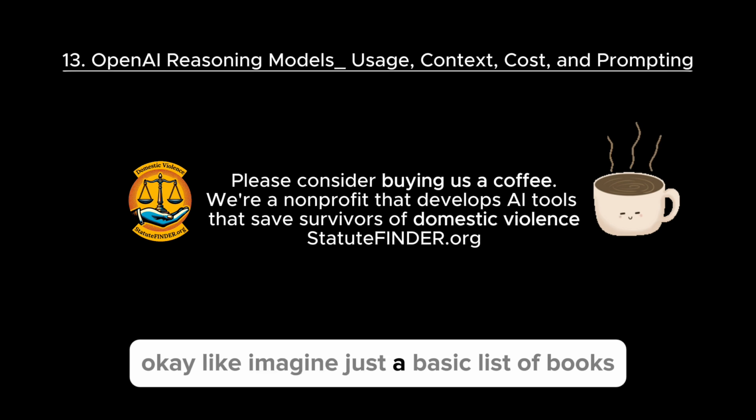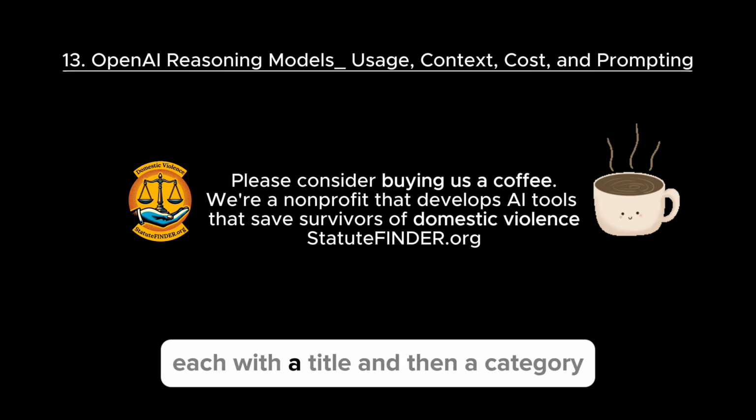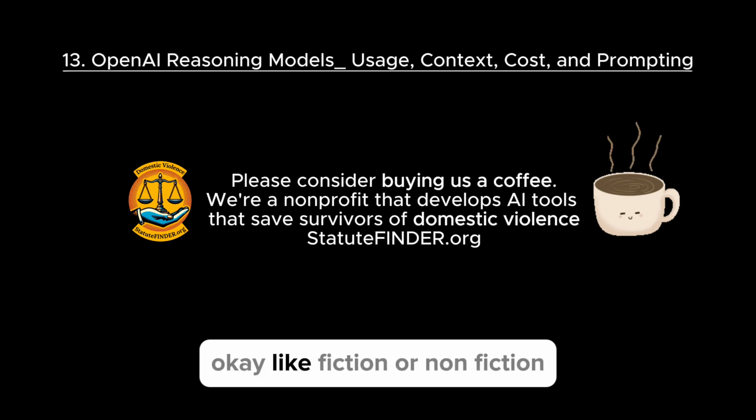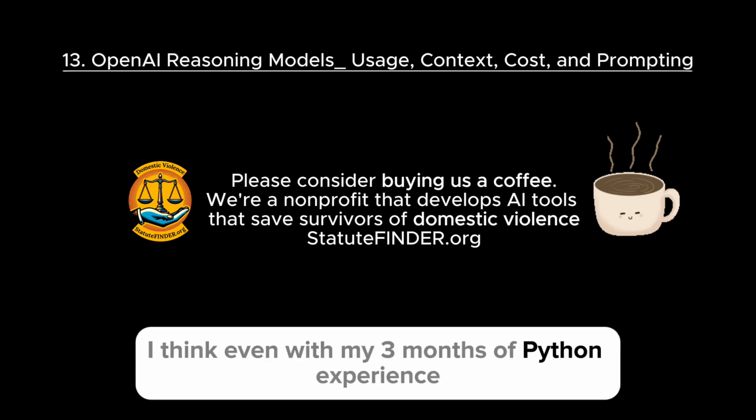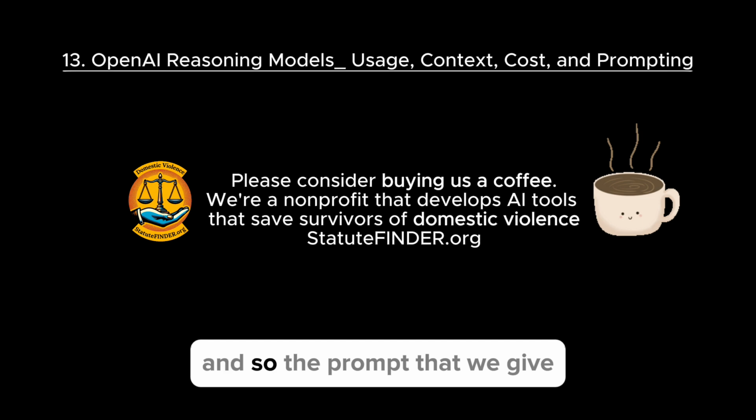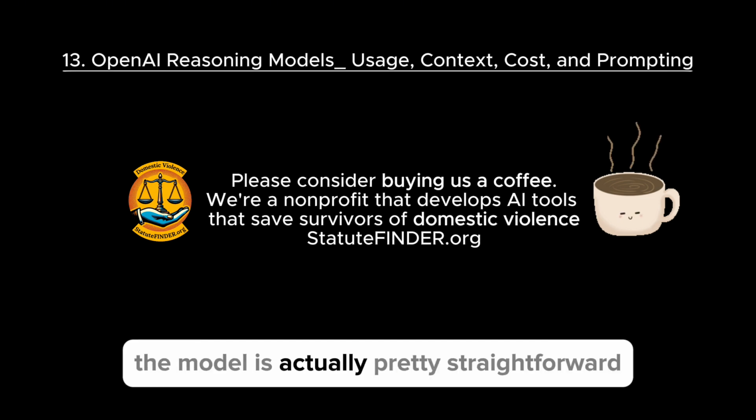Imagine just a basic list of books, each with a title and then a category, like fiction or nonfiction. Simple enough. I think even with my 3 months of Python experience, I could handle that. Exactly. And so the prompt that we give the model is actually pretty straightforward.